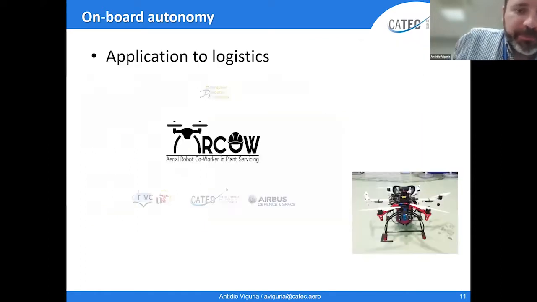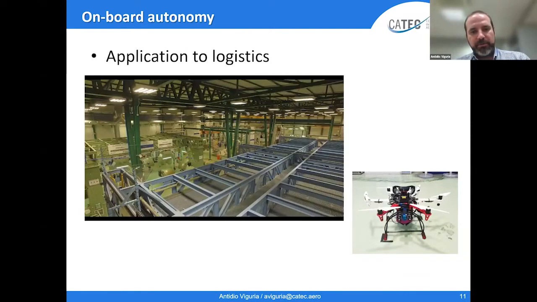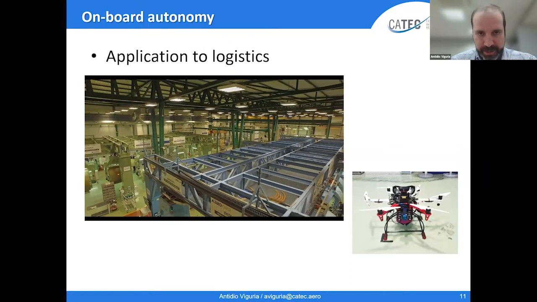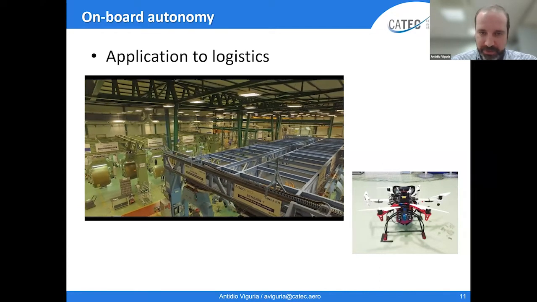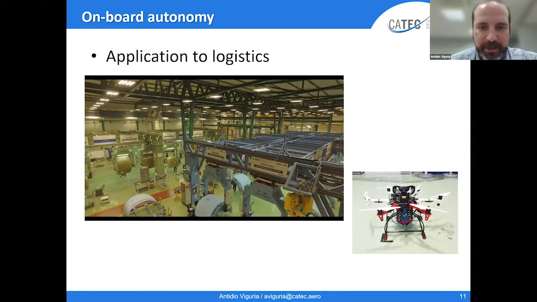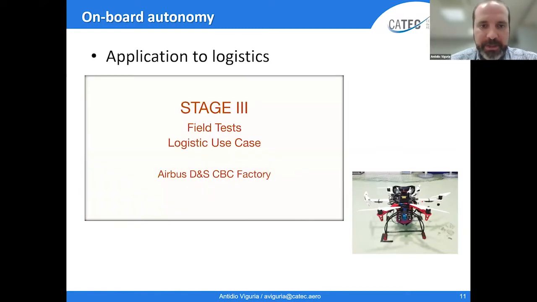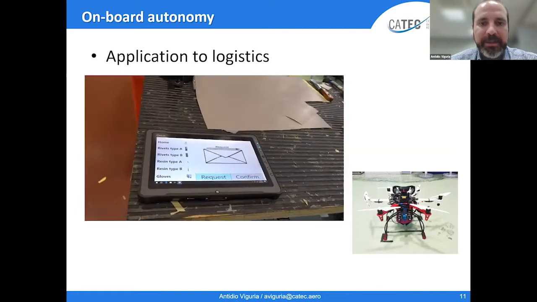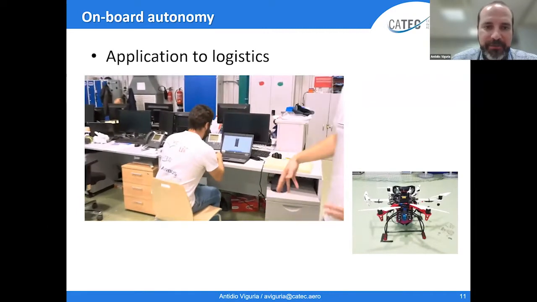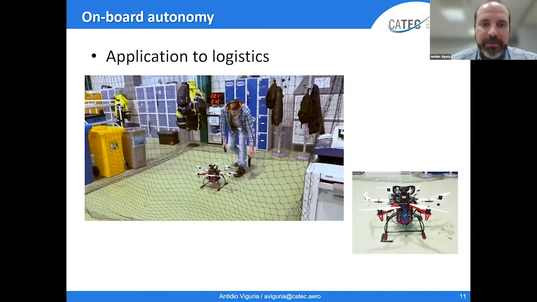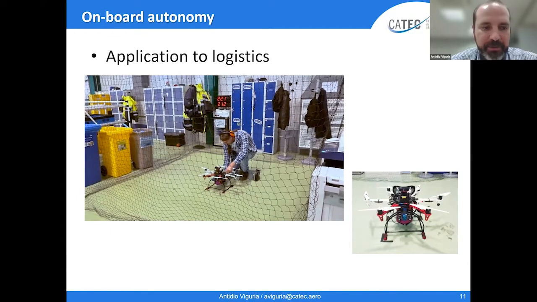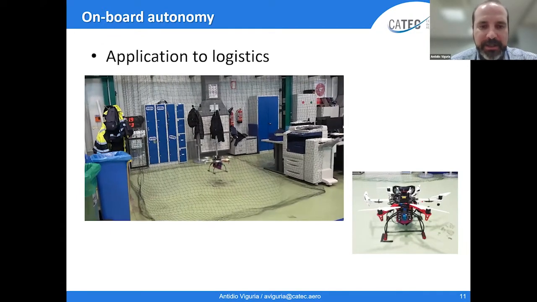Then, of course, we have also performed some interesting solutions for logistics. We also have this onboard autonomy. Here, in this case, we performed a pilot in an aeronautical factory. The concept was that an operator requires a small component at a certain moment, and instead of the operator moving inside the factory to a certain position to grab it, the UAV will bring it to him. So he doesn't have to waste time moving around the factory to get this component.